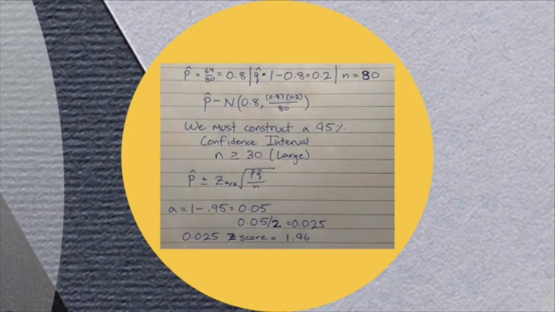Moreover, we must conduct a 95% confidence interval. In this equation, we must use A. To calculate A, we subtract 1 by 0.95 to get 0.05. Next, we have to divide that by 2, which would equal 0.025. And using that chart, that z-score gives us the standardized value of 1.96.